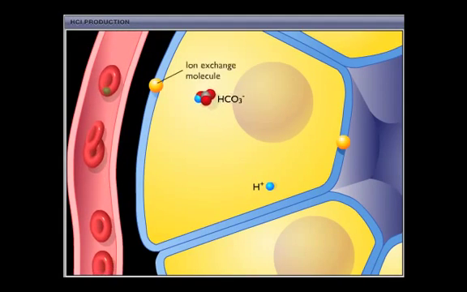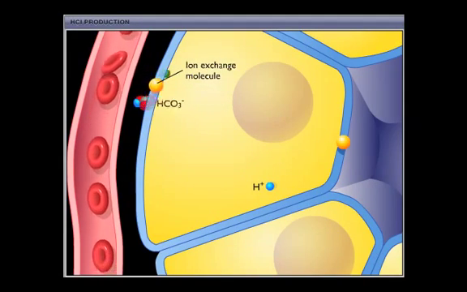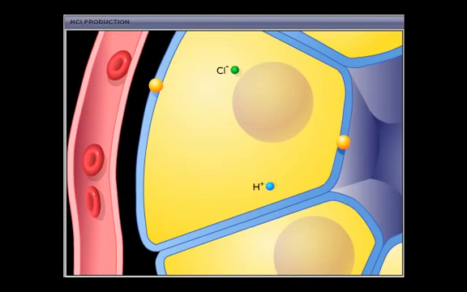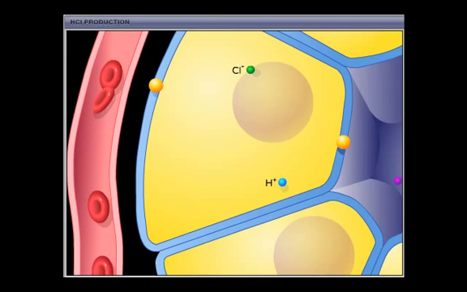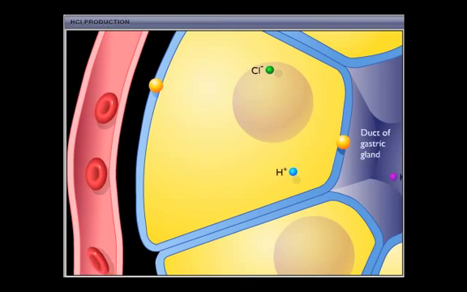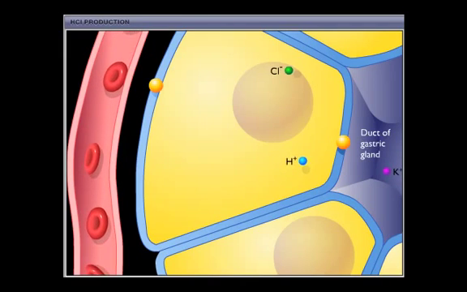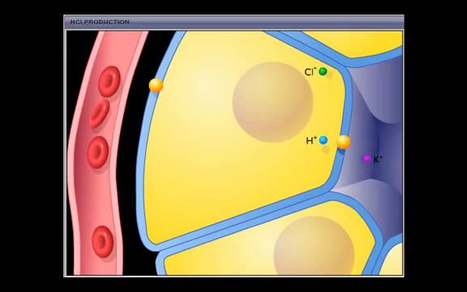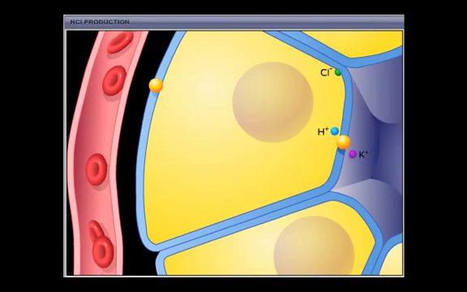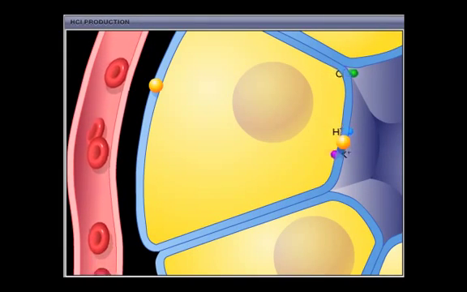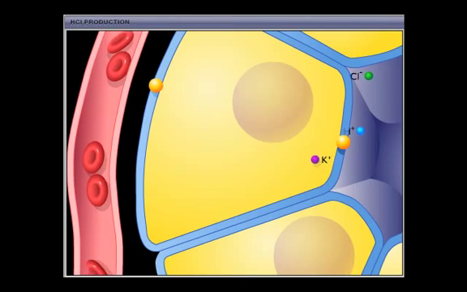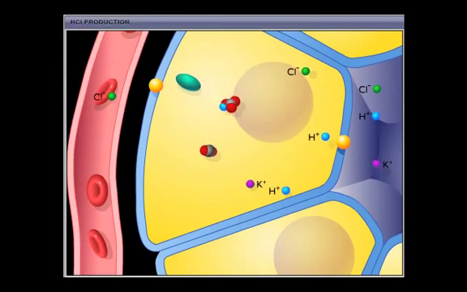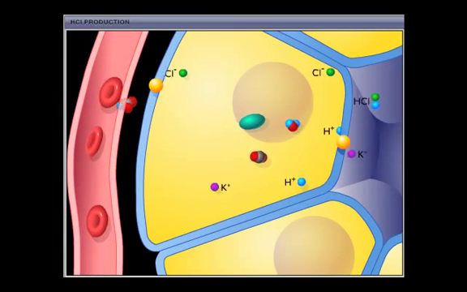An ion exchange molecule in the plasma membrane exchanges bicarbonate going out for chloride coming in. The hydrogen ions are actively transported into the duct of the gastric gland, and the negatively charged chloride ions diffuse with the positively charged hydrogen ions. Potassium ions are countertransported into the parietal cell in exchange for hydrogen ions. The net result is production of hydrochloric acid in the parietal cells and its secretion into the duct of the gastric gland.